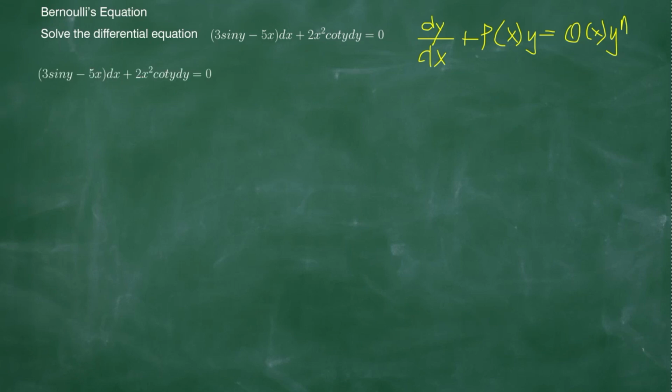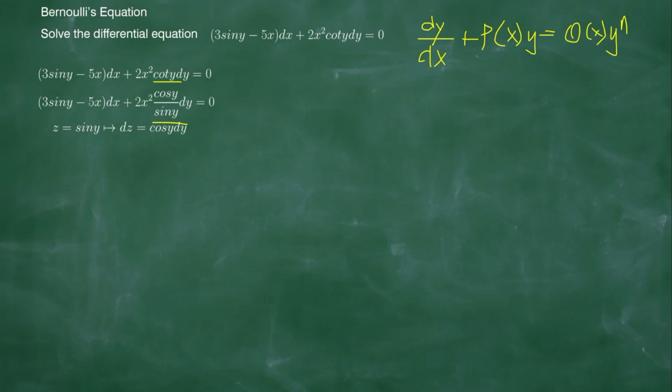Here's the given equation again. Our first goal is to transform this equation into Bernoulli's equation standard form. Cotangent of y dy is just cosine of y over sine of y. Next, we let z = sin y, and that gives us dz = cos y dy.